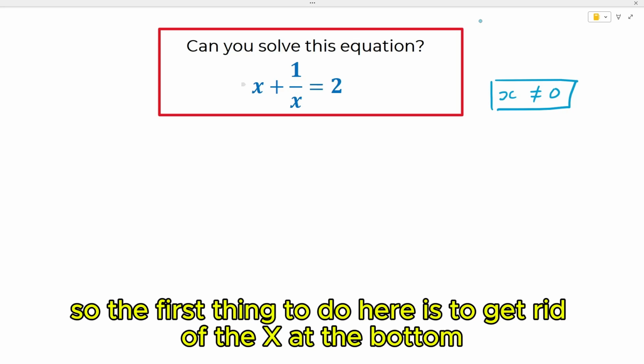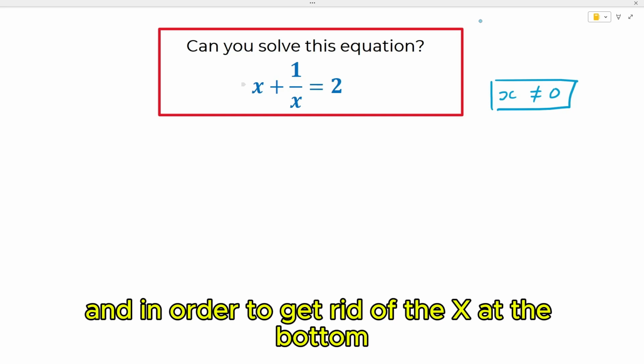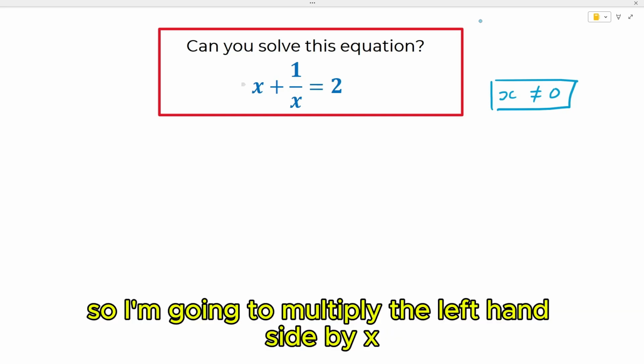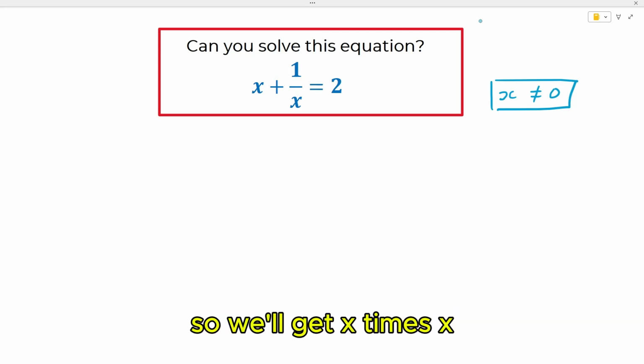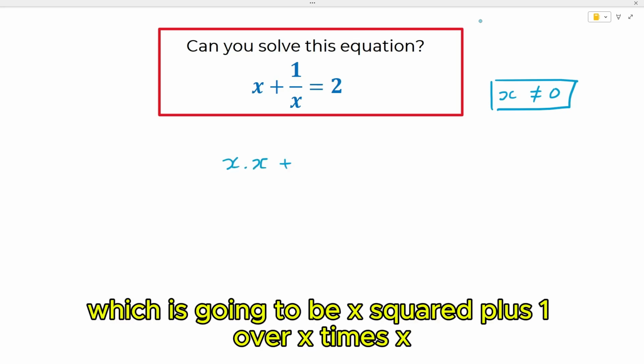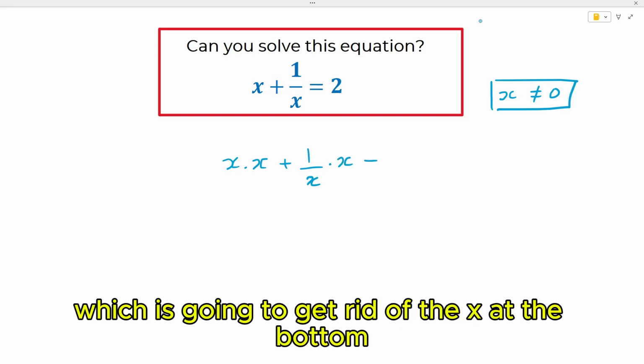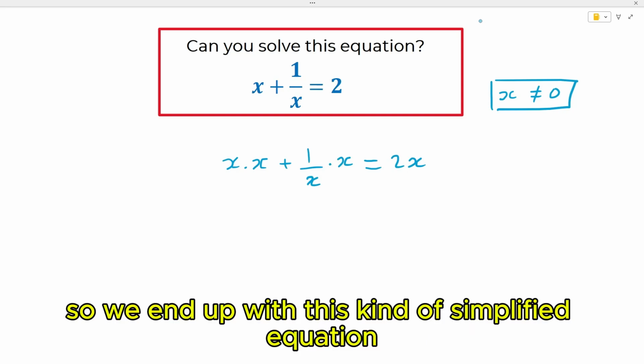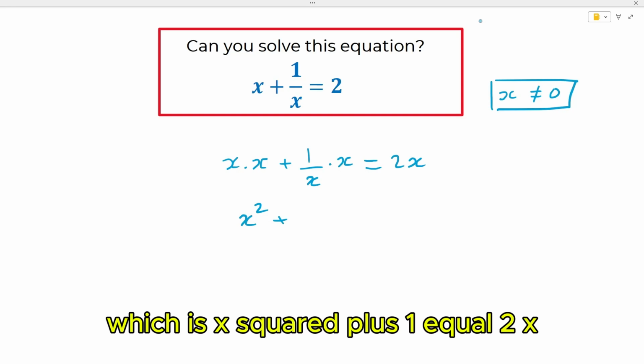So the first thing to do here is to get rid of the x at the bottom. And in order to get rid of the x at the bottom, we probably need to multiply top and bottom by x. So I'm going to multiply the left-hand side by x and the right-hand side by x. So we'll get x times x, which is going to be x squared, plus 1 over x times x, which is going to get rid of the x at the bottom, and that's going to be equal to 2x. So we end up with this kind of simplified equation, which is x squared plus 1 equal 2x.